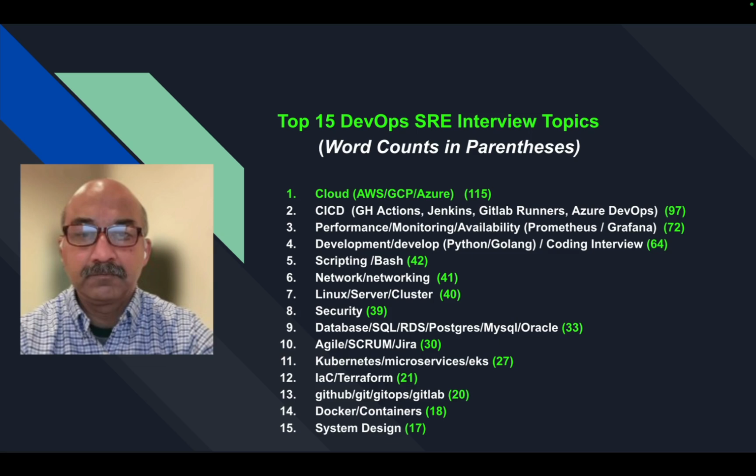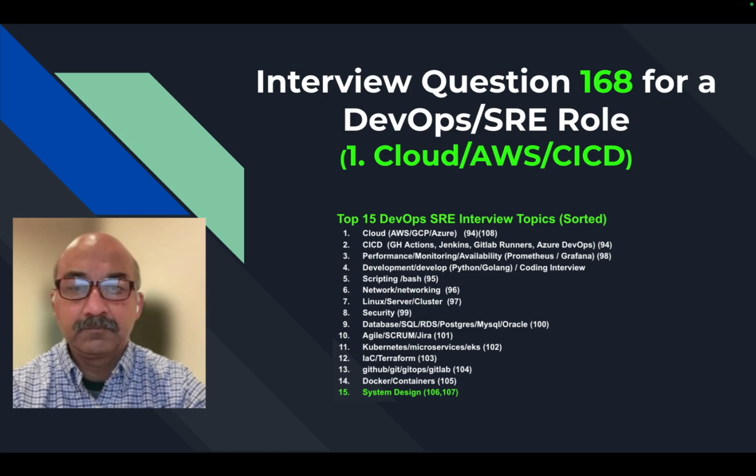Thanks for that. So as you know, I've done some research, and these are the 15 most important topics that you should be focusing on when you're studying for DevOps or SRE interviews. The ones at the top, like cloud, CI/CD, performance, development, are more important than the ones at the bottom, like containers and system design. However, based on my intuition and my experience, I do think Kubernetes and Terraform are misplaced here, but that's just my intuition. Okay, today the topic we're going to cover is pretty broad. It covers cloud, specifically AWS, and CI/CD, and a little bit of Kubernetes. So it's a broad topic question today.